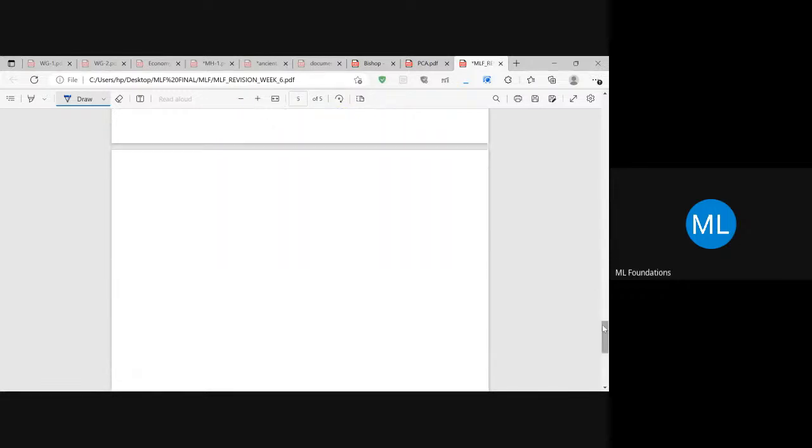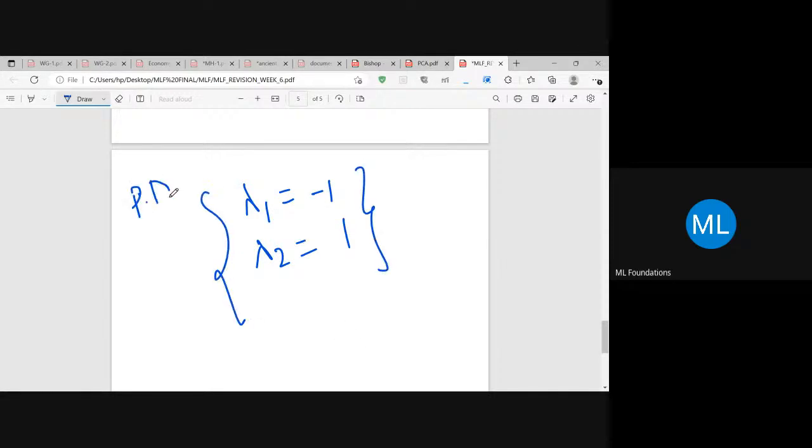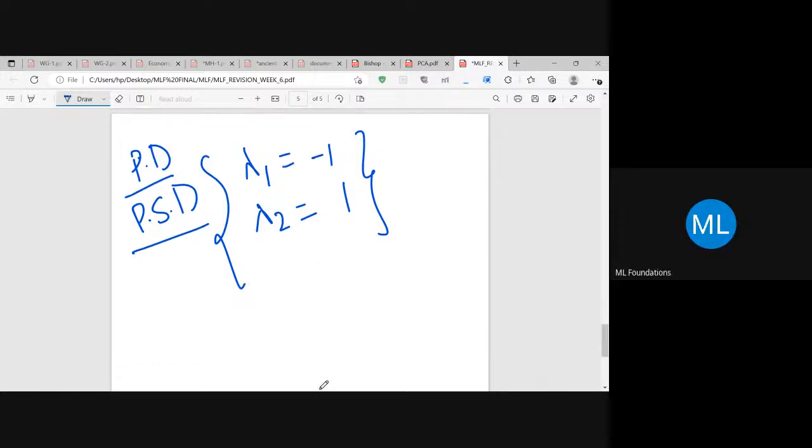So if you get lambda 1 equals -1 and lambda 2 equals 1, is this a PD, positive definite, or not? Is this positive definite or positive semi-definite? None of the two. So this is not even positive definite or positive semi-definite, right?